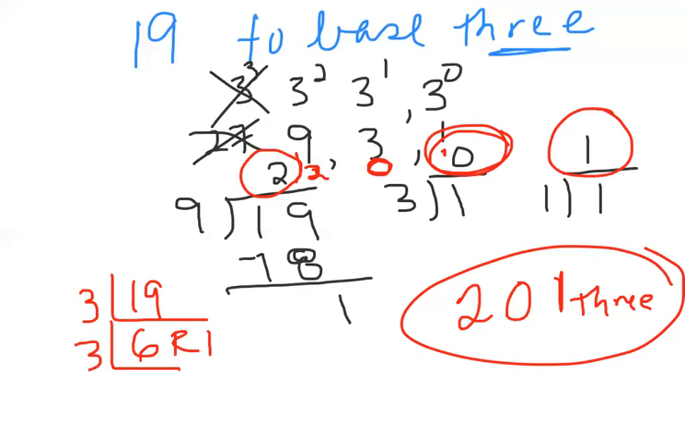3 goes into 6. How many times? 2, remainder 0. So guys, here's the answer. 2, 0, 1. Did you see that? It works every time. Of course, absolutely. All right, guys, so here comes the next one.